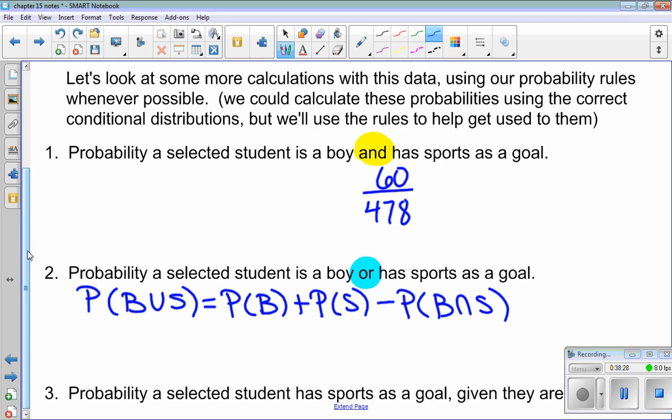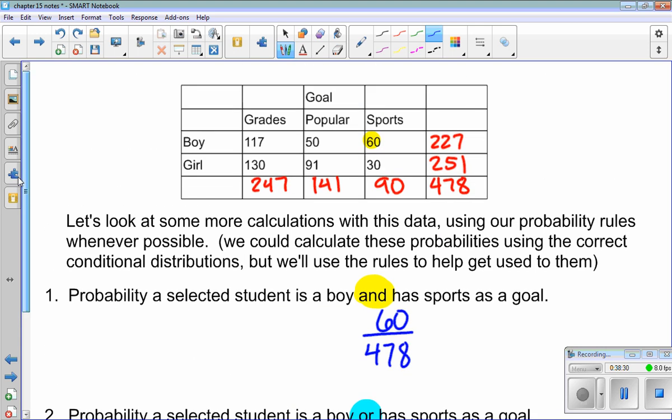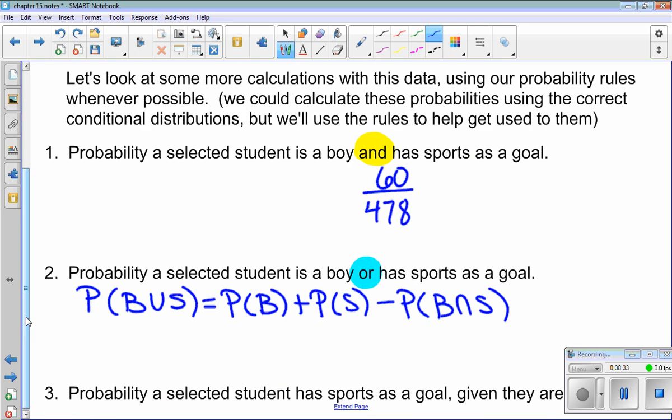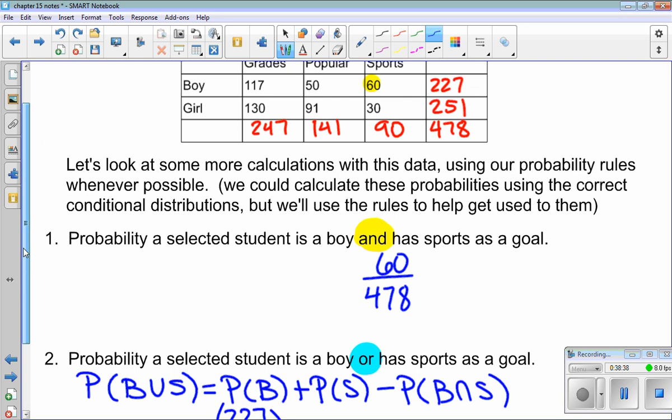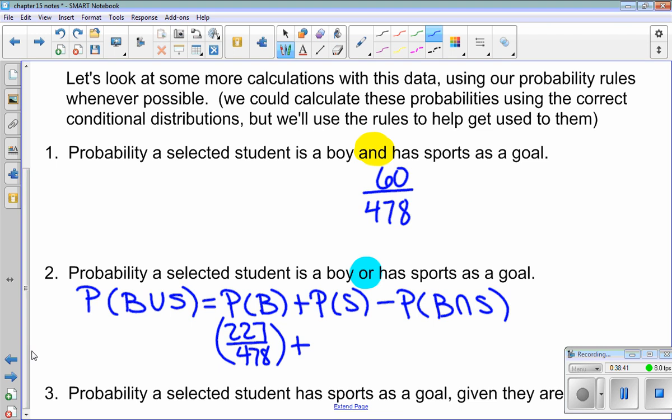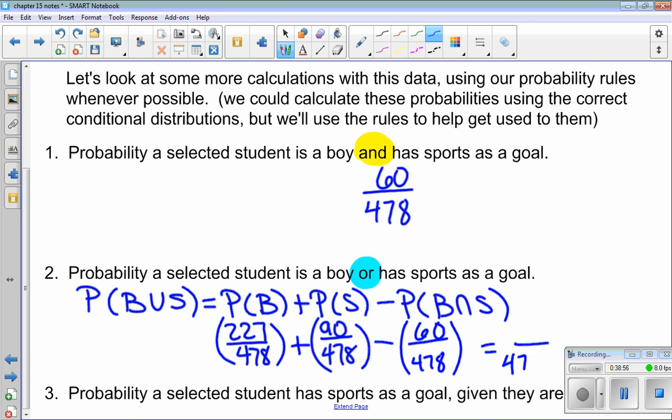Probability of boy was 227 out of 478. Probability of sports as a goal was 90 out of 478. Minus the probability of boy and sports is 60 out of 478. And then we could go ahead and answer those questions. So we have 227 plus 90 minus 60, so 257 over 478.